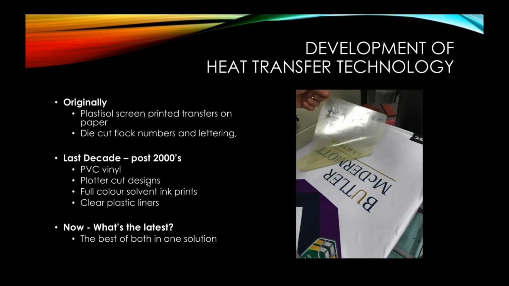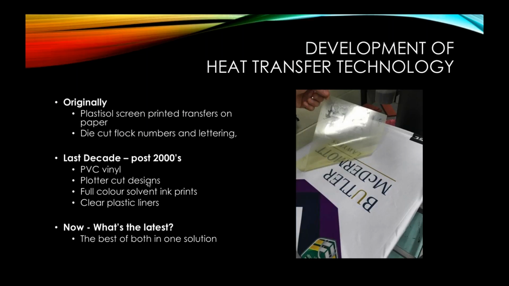So in the last decade, post 2000s, with PVC vinyl, it's starting to move to polyurethane. It's a much safer product, much softer, stretchier, so it's a better feel for the garment. We have digital plotter cut designs, so designs aren't just being printed through a screen. We've got digital computerization of production, so things are extremely accurate. You get beautifully represented prints and results.